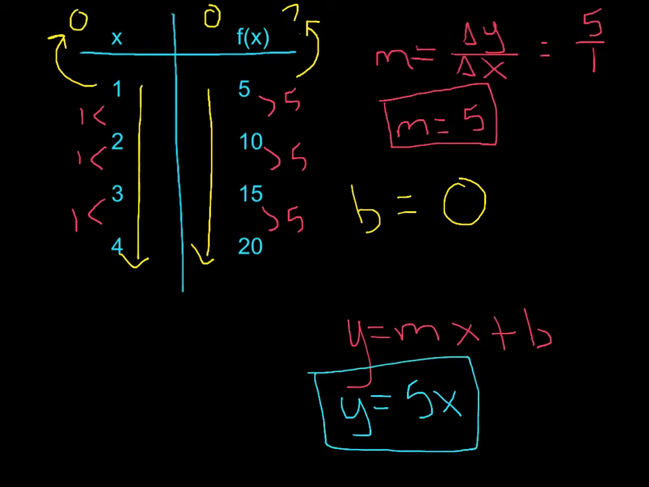And then you can always double check. After you get your equation, go back and start plugging in values to make sure they work. 5 times 1 is 5, 5 times 2 is 10, 5 times 3 is 15, and 5 times 4 is 20. So always go back and check that your equation works for all values in the table.